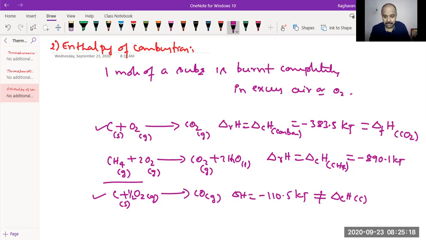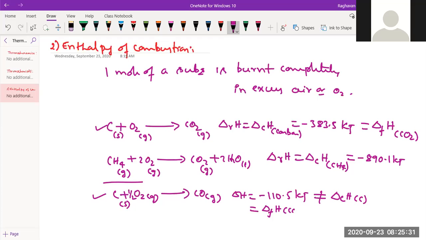Then what can it actually be? Minus 110.5 can be called by what name? What term? Formation of carbon monoxide. So it is equal to the enthalpy of formation of carbon monoxide. So I think things are more clear now.